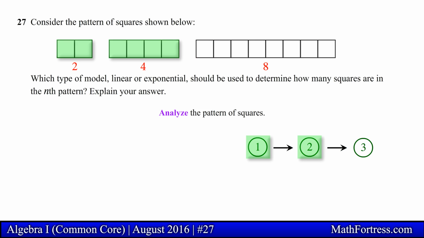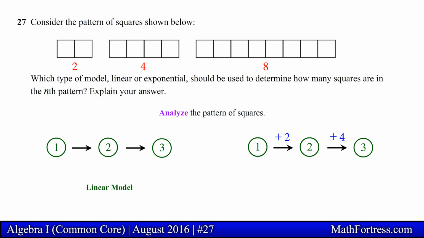From the first to the second iteration, 2 additional squares were added. From the second to the third iteration, 4 additional squares were added. If this pattern were to follow a linear model, then we should be adding a consistent number of squares. In this case, we should be adding 2 squares per iteration. At this rate, the third iteration should have a total of 6 squares and not 8.